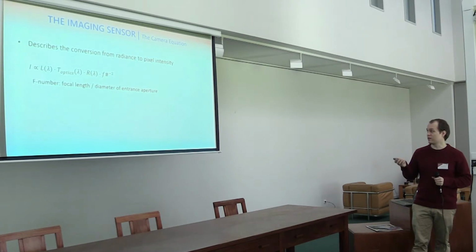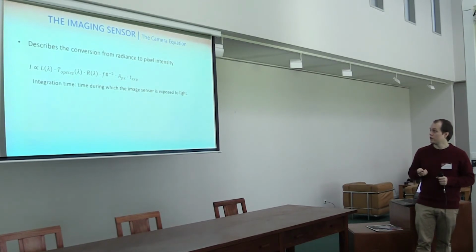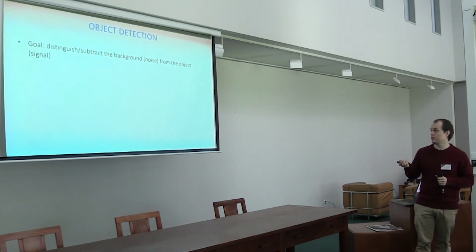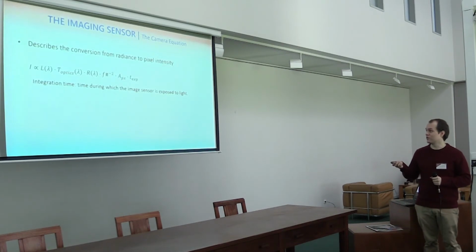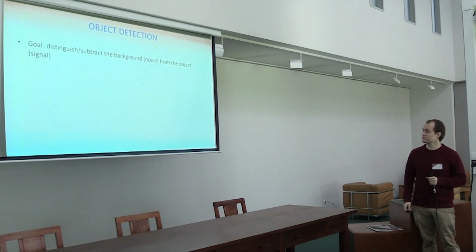Then the F number, which is focal length divided by the diameter of the entrance aperture. This is to the power of 2, squared, so the focal length and the F number have a big influence. Then the area of the pixel also has a big influence: if you have a twice as wide pixel, it's also to the power of 2. And the integration time, the exposure time, also has a big influence. That's the background to optimize the camera for object detection or image quality in general. The goal of object detection here is to distinguish or subtract the background noise from the object, the signal.